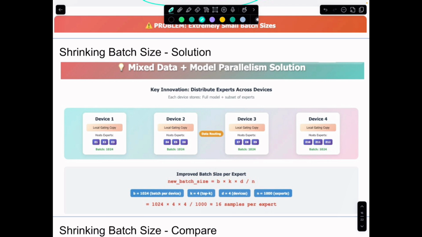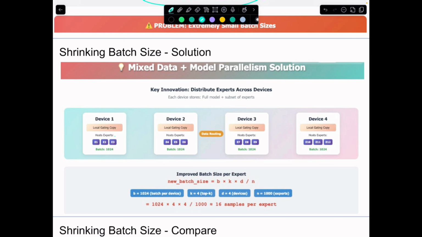So what is the solution? The 2017 Google paper actually provided a very intuitive solution. Instead of hosting 1,000 experts in one machine and having them underutilize the GPU resources, the solution is for each machine to only host a partial number of the total number of experts.